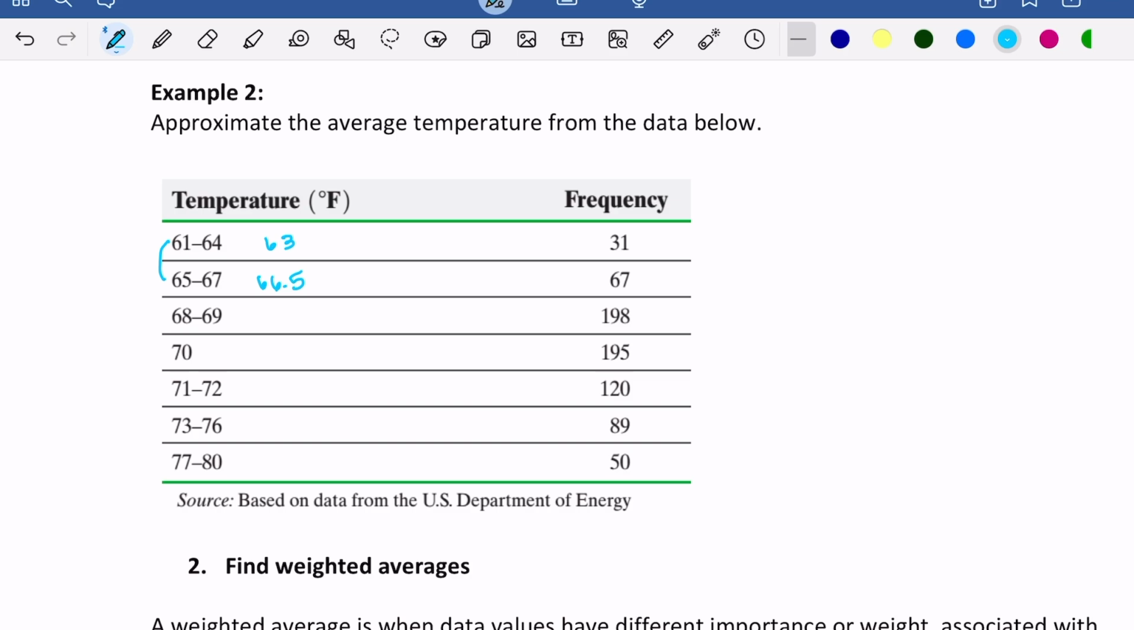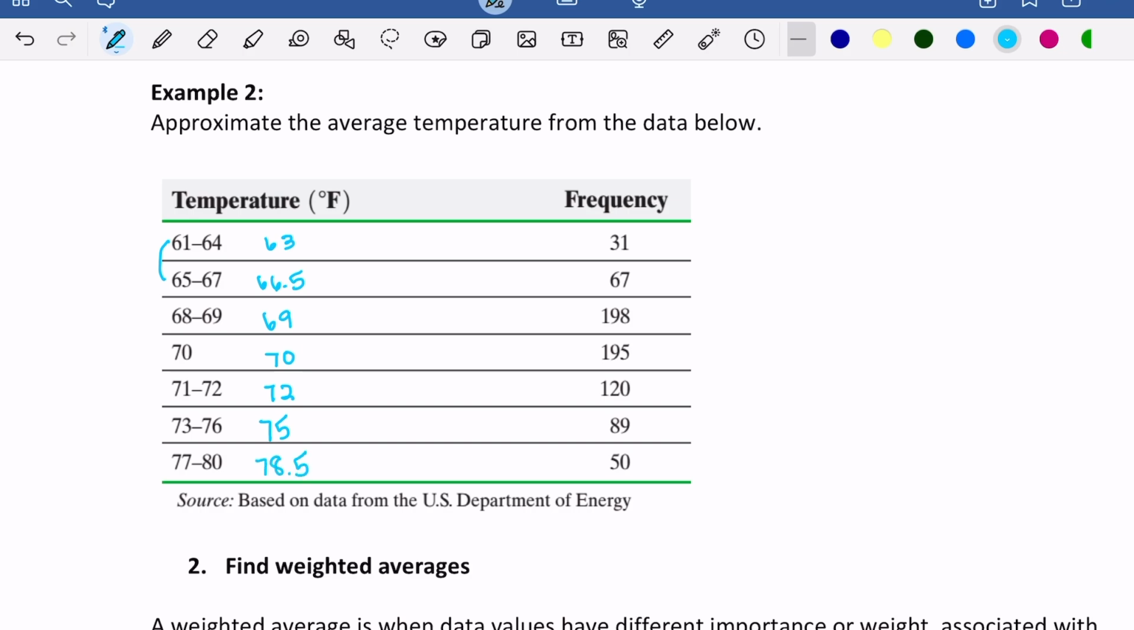68 to 70 is 69, also in that class. There's only one value in this class, so it is its own representative. 71 to 73 is going to be 2, so it would be 72 here. 73 to 77 is 4, so that's 75, and then 77 to 80 is 78.5.